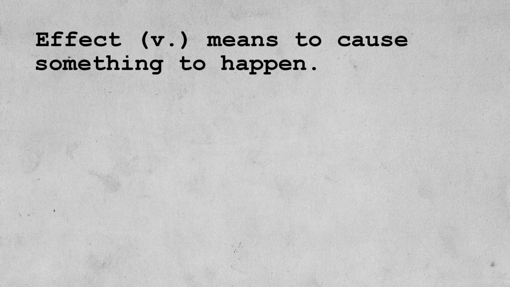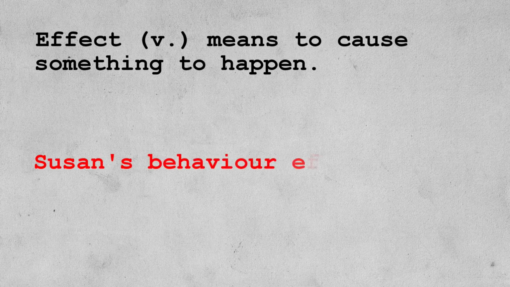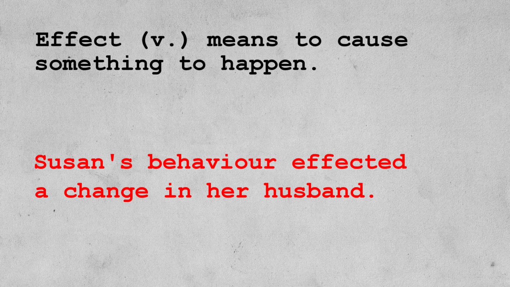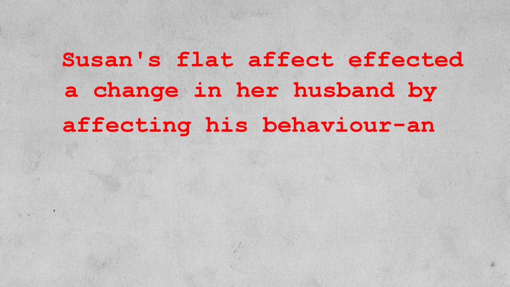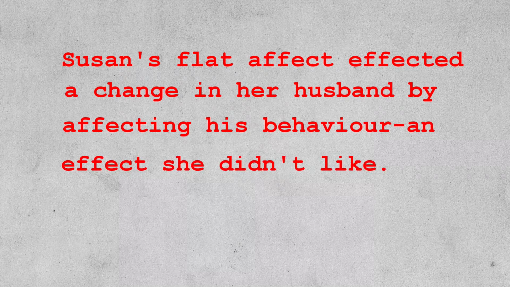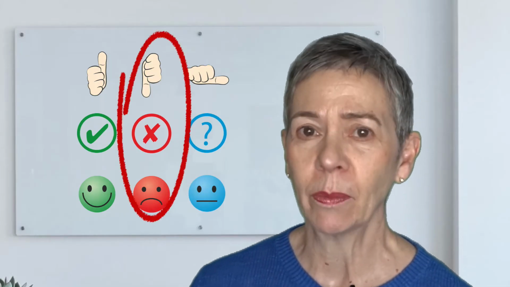An example in a sentence, Susan's behavior effected a change in her husband. So let's put all these things together in one sentence and see how that works out. Susan's flat affect effected a change in her husband by affecting his behavior, an effect she didn't like. This is a dreadful sentence, but you get the picture.